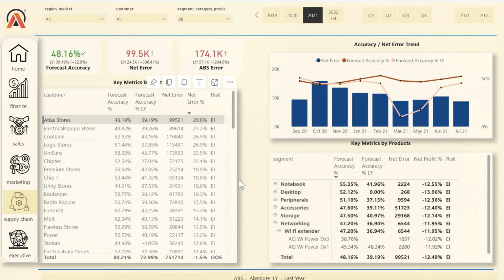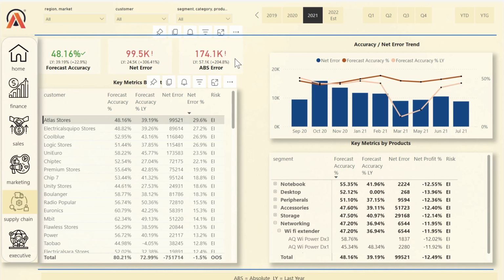So this is the supply chain view for the Atliq company. The slicers that we have used in this particular view are the same slicers that we have been using for different other views. Here you can see three key performance indicators. I'm going to start defining this one. This is absolute error, and it looks like it is not that good, since we can see there is a red value.